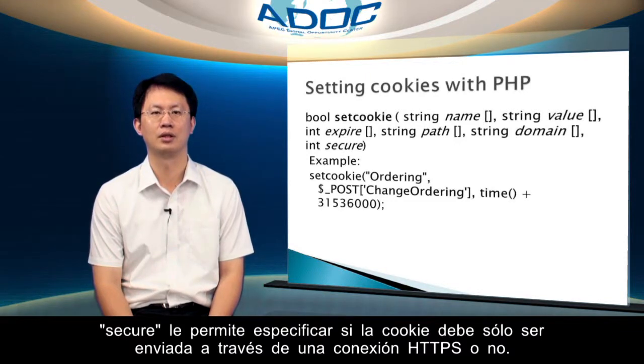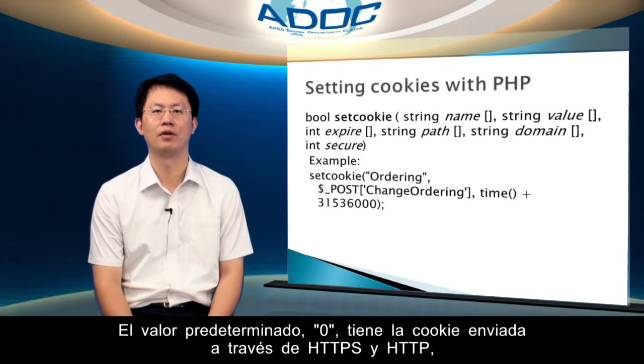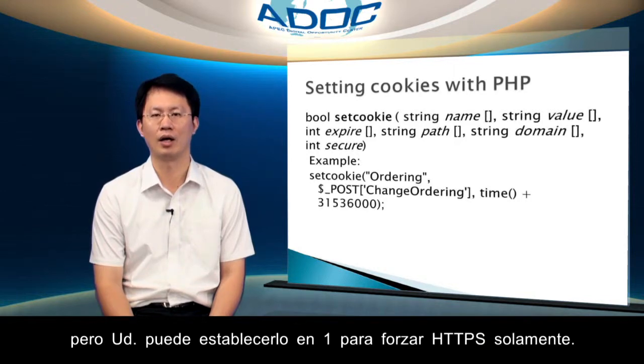And secure lets you specify whether the cookie must only be sent through HTTPS connections or not. The default zero has the cookie sent across both HTTPS and HTTP. But you can set it to 1 to force HTTPS only.